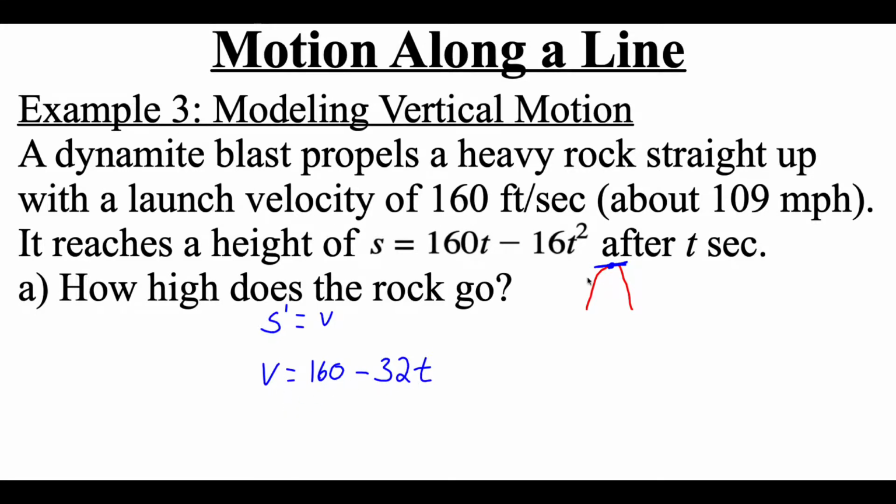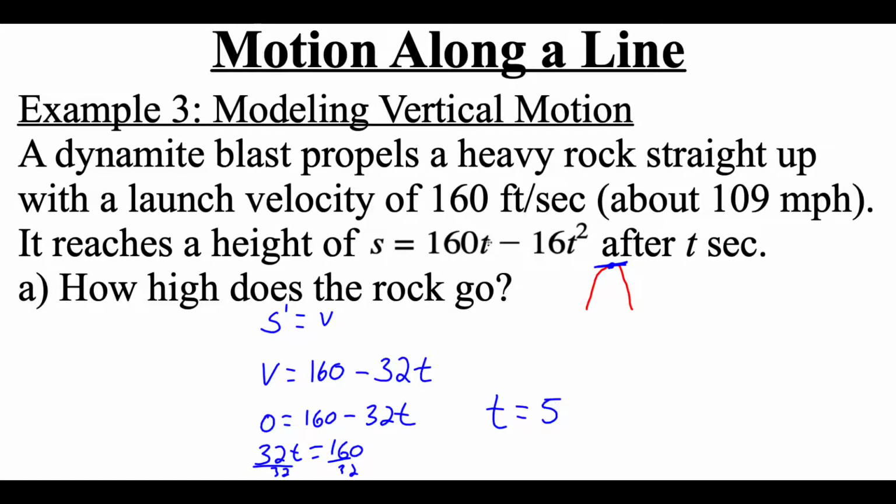Now, if we're trying to figure out when the velocity is 0, then we would just set this equal to 0. So 0 equals 160 minus 32t. I'm going to add that 32t over to the left-hand side, so we get 32t equals 160, and then I'm going to divide both sides by 32, and when I do that, I get a t value of 5. So at a time of 5 seconds, our rock has a velocity of 0. Now, that doesn't actually tell us how high this rock went. This tells us the time that that maximum height happened.